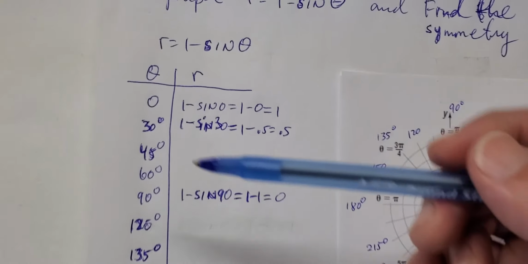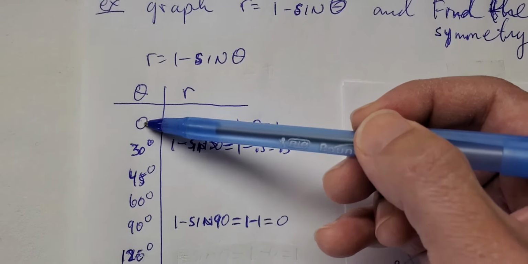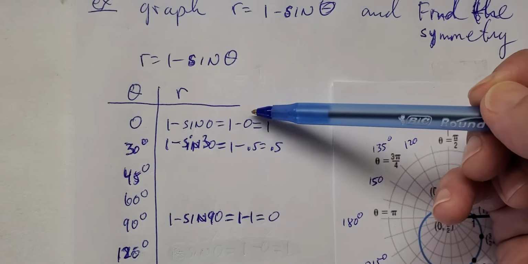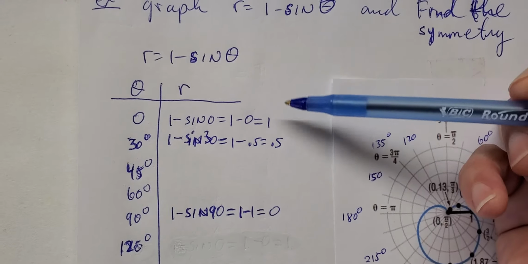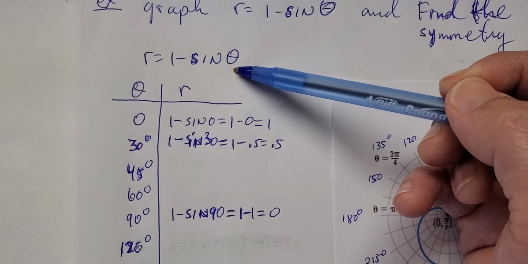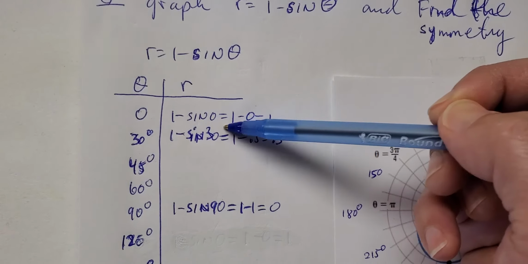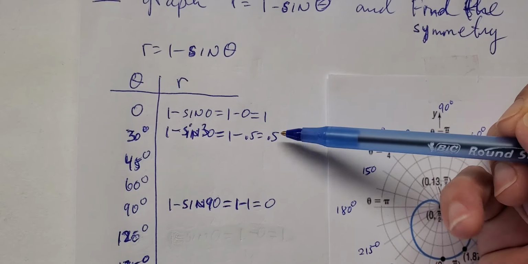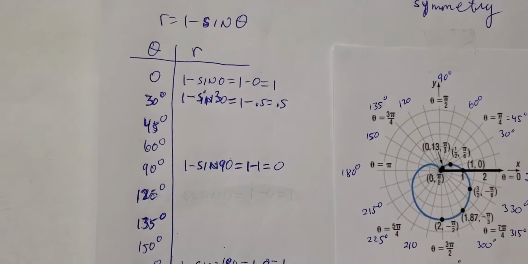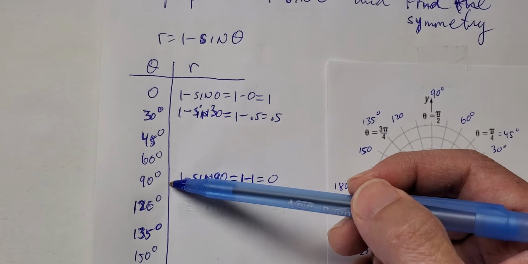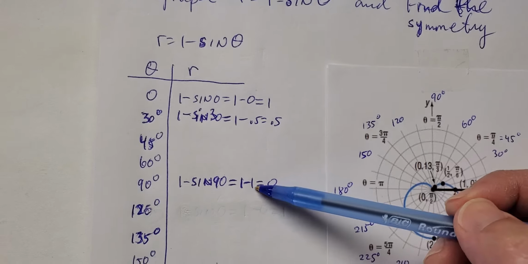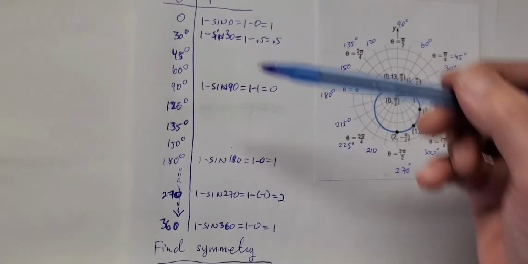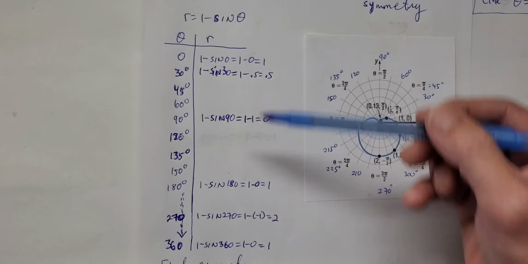Start with 0. I put 0 in, sine 0 is just 0. 1 subtract 0 will be 1. Put 30 in using your calculator. Sine 30 gives me 0.5. So 1 subtract 0.5 is 0.5. And so on all the way down. If I put 90 in, sine gives me 1. 1 subtract 1 gives me 0. And all the way down to the entire complete chart.